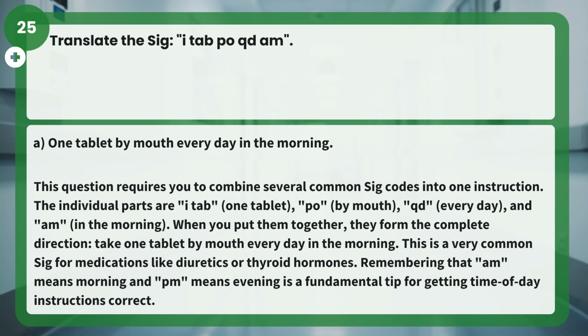This question requires you to combine several common SIG codes into one instruction. The individual parts are 1 tab, 1 tablet, PO, by mouth, QD, every day, and AM, in the morning. When you put them together, they form the complete direction, take 1 tablet by mouth every day in the morning. This is a very common SIG for medications like diuretics or thyroid hormones. Remembering that AM means morning and PM means evening is a fundamental tip for getting time of day instructions correct.